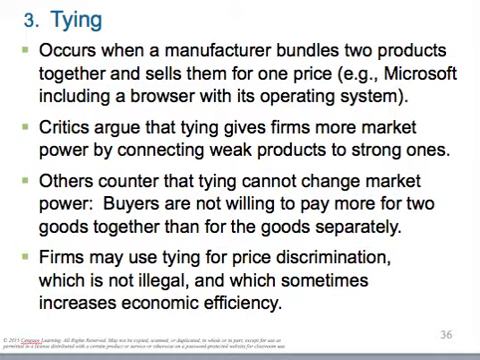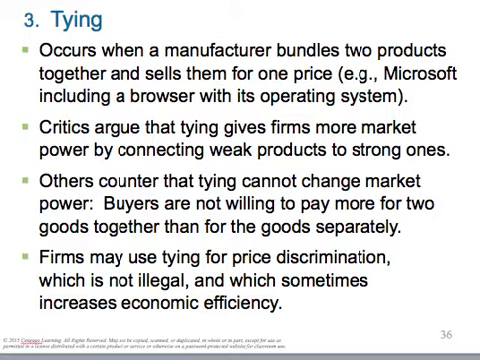Okay, third example is tying, which occurs when a manufacturer bundles two products together and sells them for one price. I always find this annoying. For example, Microsoft includes a browser with its operating system. So it essentially sells you, say, Internet Explorer when you buy the software needed for its operating system.